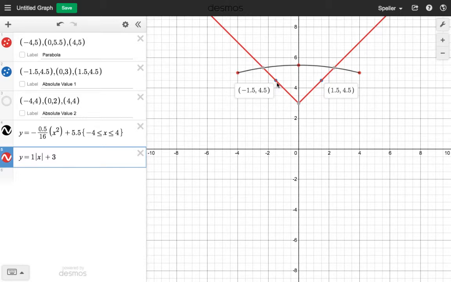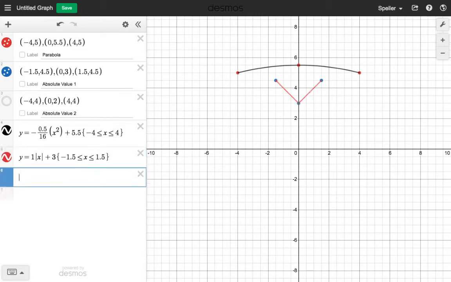All I need to do now is actually limit it. So the domain here is going to be from -1.5 to +1.5. So let's put this in place. -1.5 less than or equal to x less than or equal to +1.5. All right, and that gives us that part.